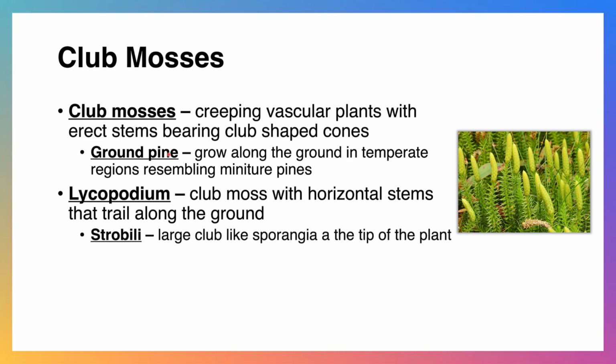The large club that comes out of the lycopodium is called a strobilus, and it is a sporangia, and it has a tip where the spores come out from the sporangia.